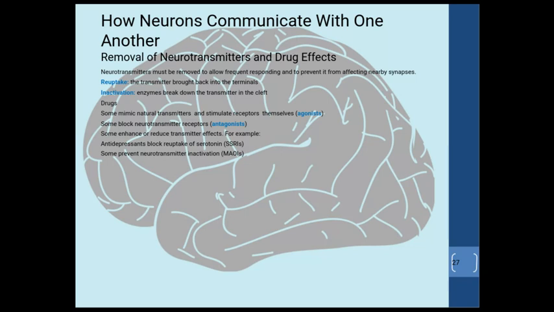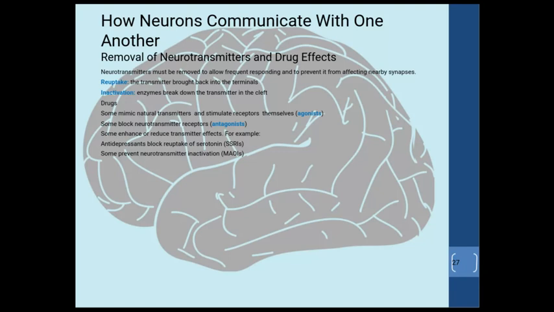So the drugs that cause more activity of a neurotransmitter are called agonists, and an agonist can work in three different ways. An agonist can cause more neurotransmitter to be released. It can mimic natural transmitters to fit in the receptor.